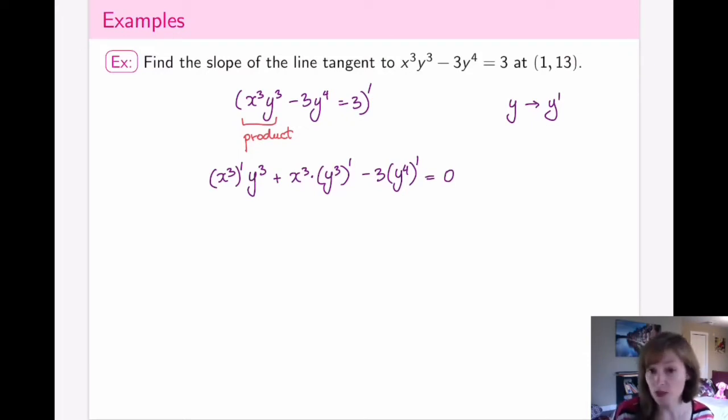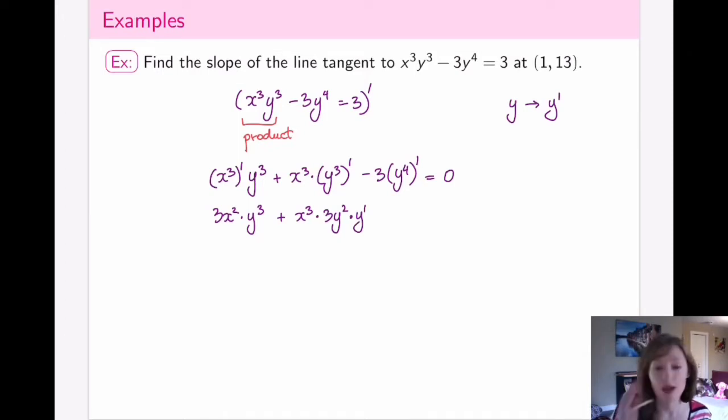The derivative of x cubed with respect to x is just 3x squared, so nothing to it. Here I have x cubed and then the derivative of y cubed. So once again, I have the outside function being the cube and the inside function being the y. The chain rule says to take the derivative of the outside function first, and then follow it up by the derivative of the inside, which in this case is y prime.